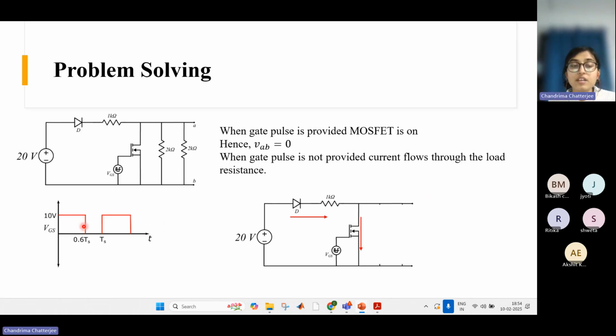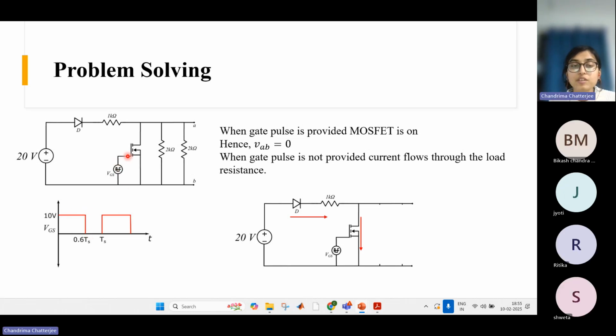First of all, let's see what will happen when there is a gate pulse. We are providing gate pulse to the ideal MOSFET. What will happen? Whenever you provide a gate pulse like this, the MOSFET will be on, right? An ideal MOSFET will have no drop across it. So these 2 points will be short. So the equivalent circuit will be like this.